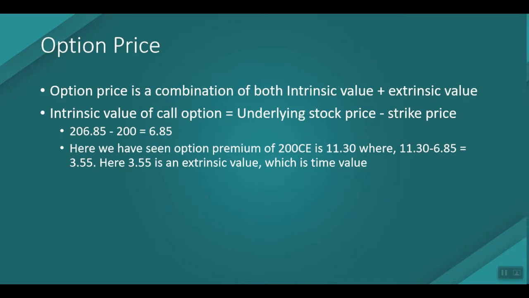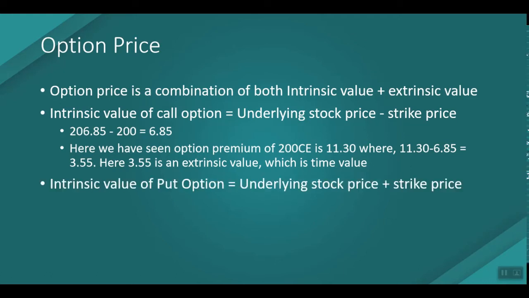So here we can see that 6.85 is the actual intrinsic value for the 200 strike price call option. But here we can see that 11.30 is the premium, right? So the balance amount of 3.55 is the extrinsic value, which is the time value. We can look into time value in the next slide. Okay, the intrinsic value of the put option will be the strike price minus the underlying stock price. Whatever amount comes out, that will be the intrinsic value for put options.